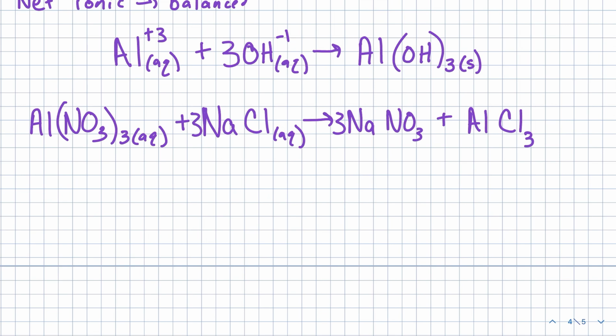But now when I go through and I do my state symbols, nitrate is always aqueous, no exceptions. So that means this will be aqueous. Chlorine is usually aqueous unless it's in a compound with silver, mercury, or lead. Aluminum is not silver, mercury, or lead. And so in this case, it would be aqueous. If we have all aqueous compounds, then there is no reaction. Because for a reaction to happen, there has to be a precipitate. There's no precipitate, there's no solids.